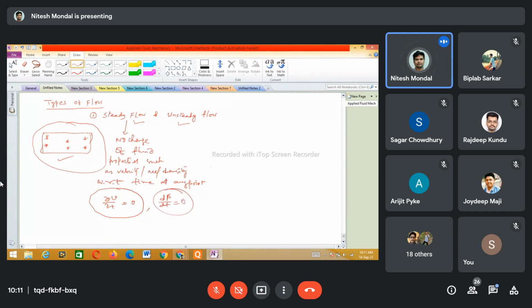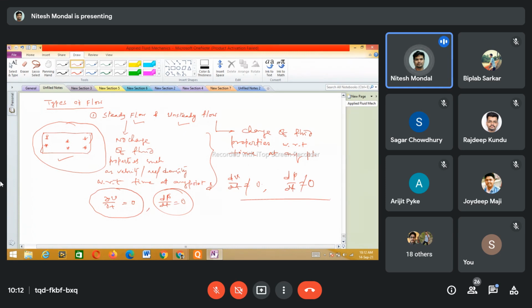What is unsteady flow? In case of unsteady flow, there is change of fluid property with respect to time at any point of this region, known as unsteady flow. So this gives you that dv by dt is not equal to 0. Similarly, d rho by dt is not equal to 0. So acceleration with respect to time is not equal to 0.